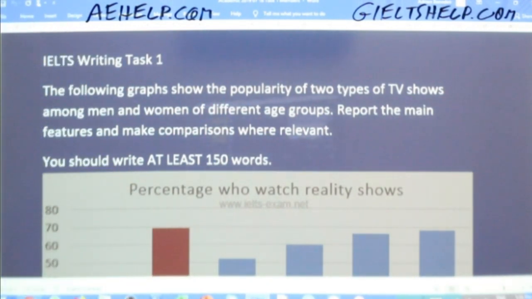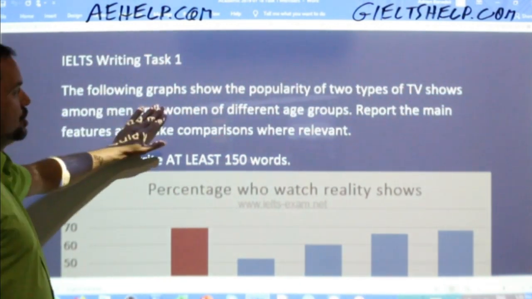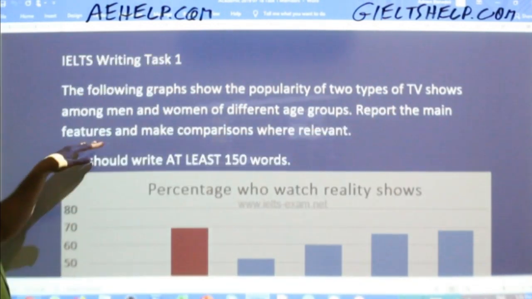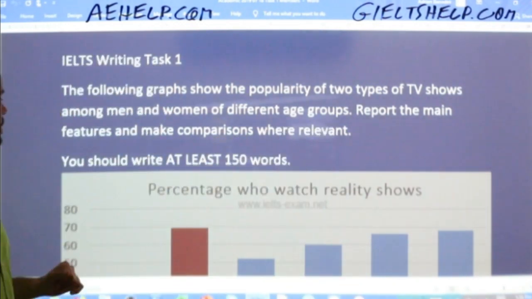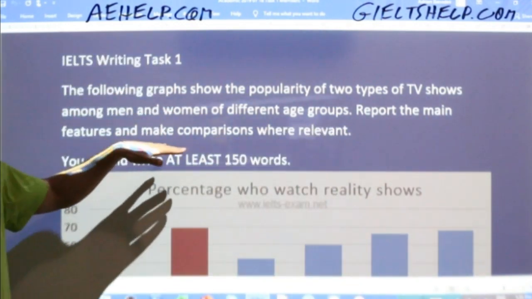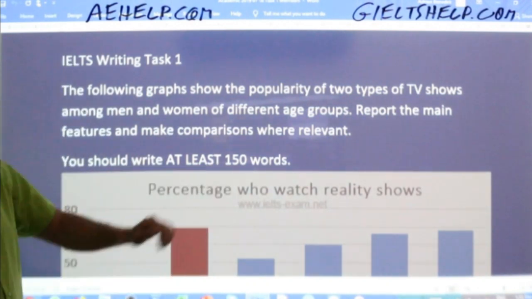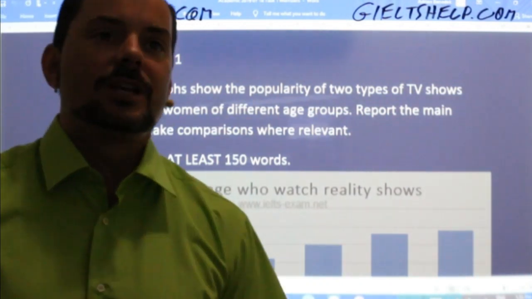Here we go. The following graphs show the popularity of two types of TV shows among men and women of different age groups. Report the main features and make comparisons where relevant. You should write at least 150 words.